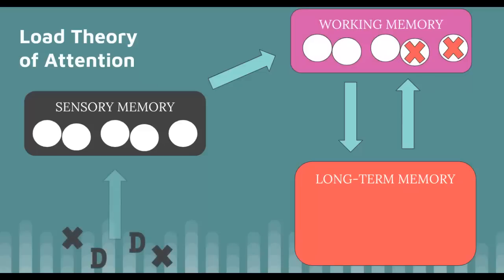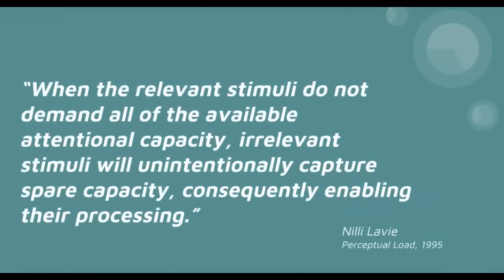On the flip side, Lavie theorizes that if the task-relevant stimuli capture all of the perceptual load, then there's really no spare capacity to process the distractors, in which case all of the task-relevant stimuli get passed off to the working memory space. And here's a quote from Lavie from one of her preliminary papers in the 90s that I think captures this essence really well.